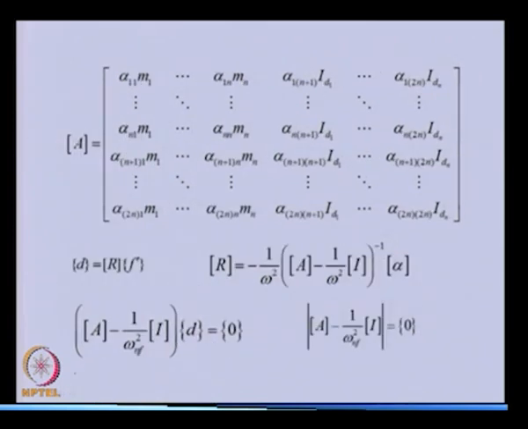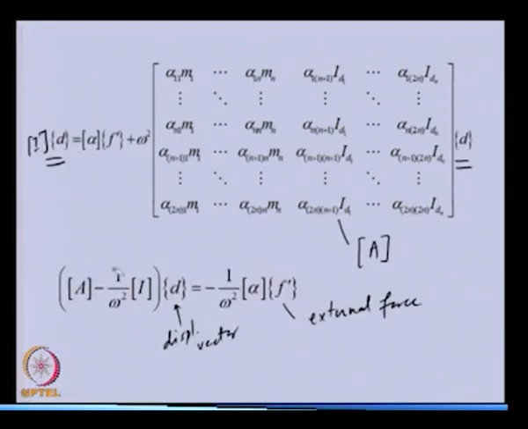So, we can get the displacement D as R into F prime, where R is the inverse of this matrix, basically inverted to get the D. So, here D is the inverse of this whole term, 1 minus omega square, where omega square will be the spin speed for this case, inverse of this into alpha into F prime.